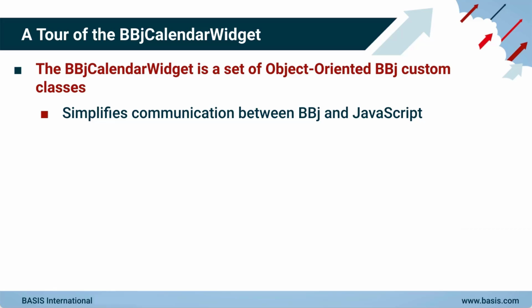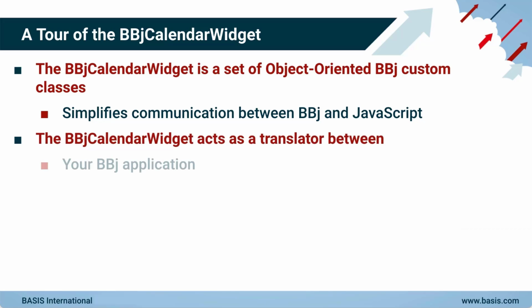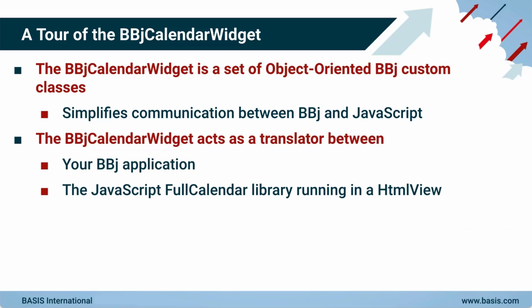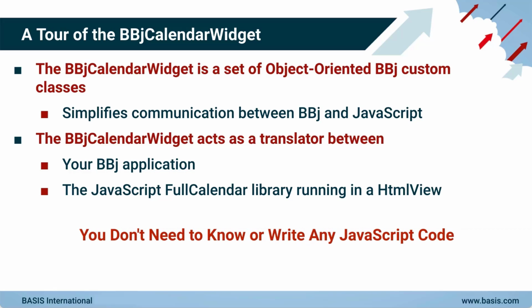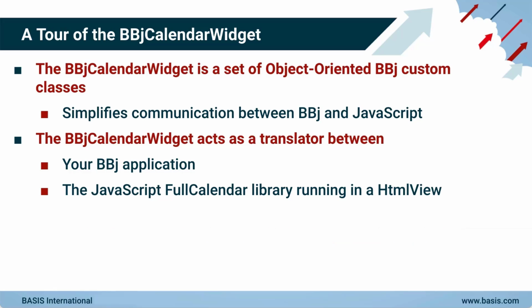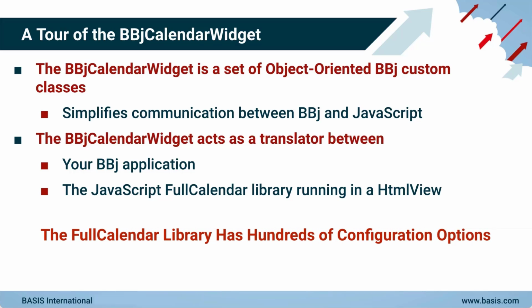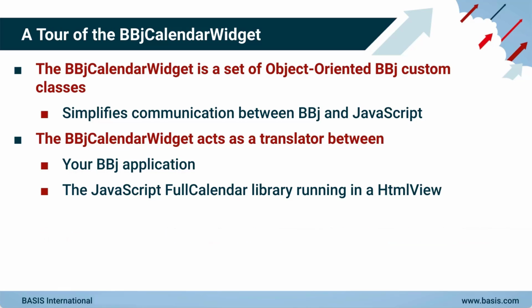You can think of the BBjCalendar widget as the middleman between your application and the FullCalendar library. Despite the differences in computer languages on either end, it acts as a translator so that you can focus on your BBj application code and don't need to deal with any JavaScript code. As you can probably imagine, the FullCalendar library is extremely capable and offers all kinds of options to cater to a variety of use cases. We couldn't possibly cover all of them in this presentation, but we'll cover some highlights by reviewing the demos that are installed with the plugin.